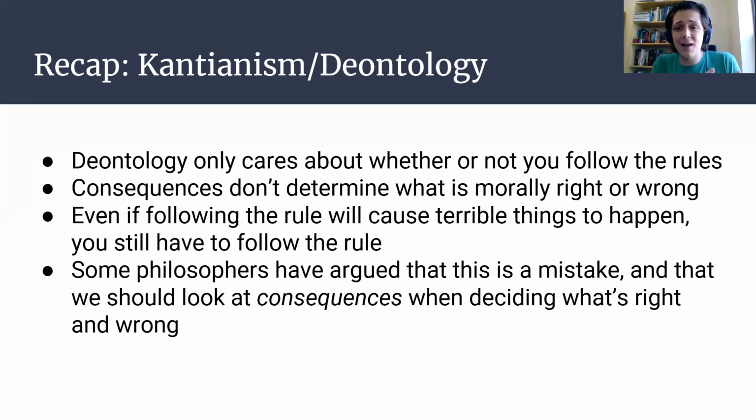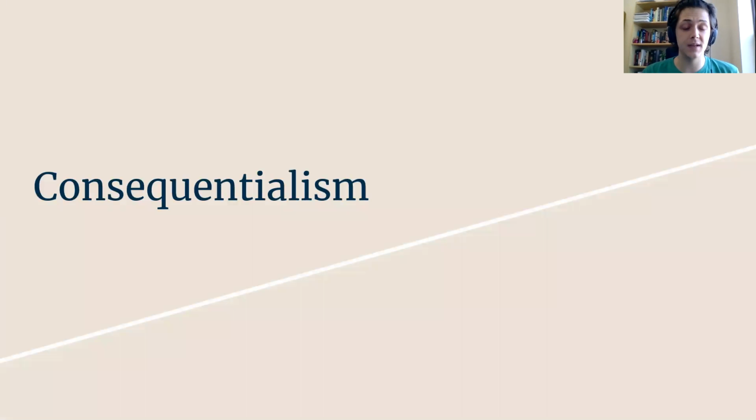Did someone die because you refused to lie to a murderer? That means you did something wrong. You should have lied there. And so if we want to look to consequences, we need to give up deontology. We need to let go of the rule following deontological Kantian picture. And we need a new theory of morality. We need a new kind of theory of morality. And that's where consequentialism comes in.